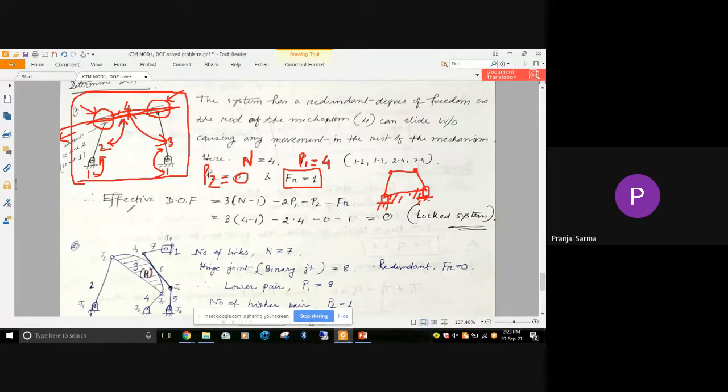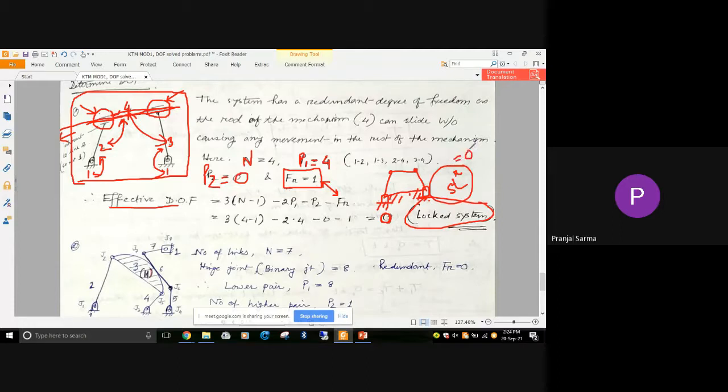So now our effective degree of freedom will be how much? We are going to put those values in the equation, 3 into (n minus 1) minus 2P1 minus P2 minus Fr. This time we have got Fr equal to 1. So it gives rise to degree of freedom equal to 0. Now what does it state? What does a degree of freedom equal to 0 say? It states that basically the system is a lock system or it is a structure. Sometimes this might be a question: the degree of freedom of a structure or lock system is equal to 0.